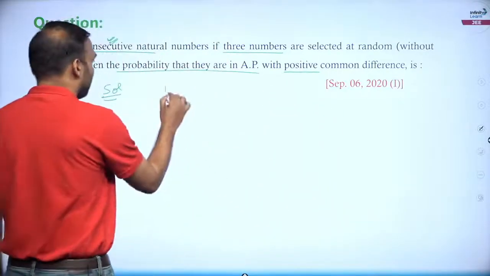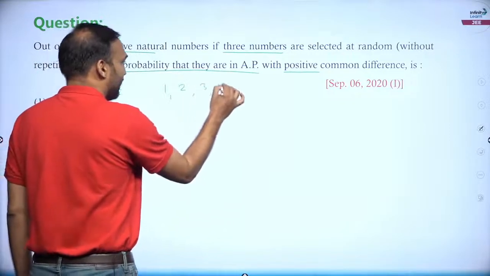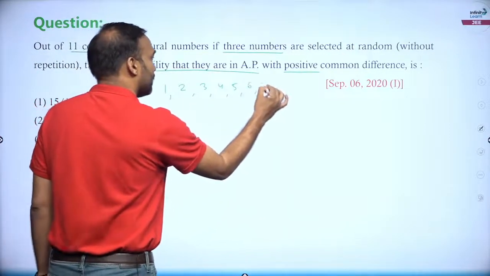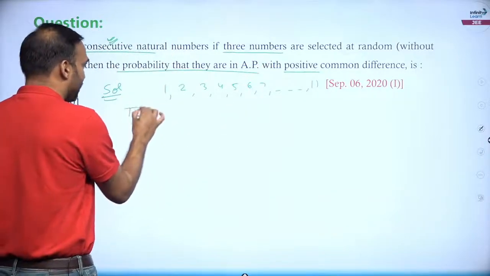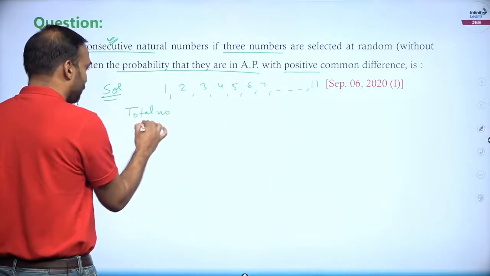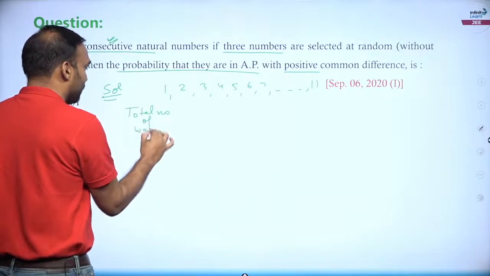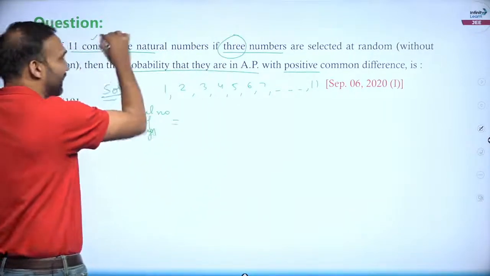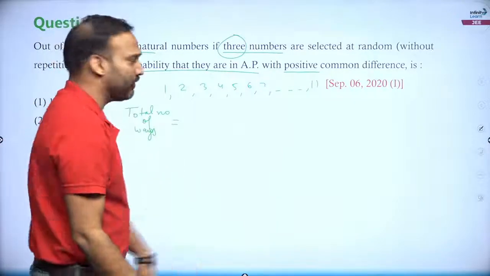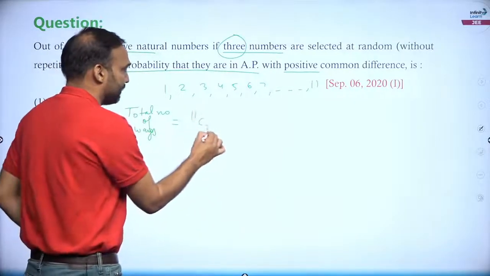So now what will we do, let's assume the numbers. Suppose you have these 11 natural numbers. Now I have to first find out the total number of ways. Quickly, everyone, what is the total number of ways? I have to select 3 numbers out of the 11 numbers. So selection of 3 out of 11 is nothing but 11C3.